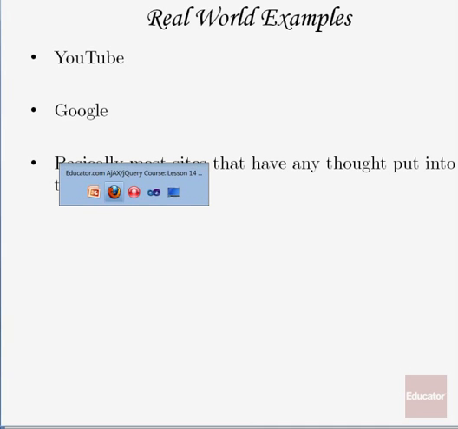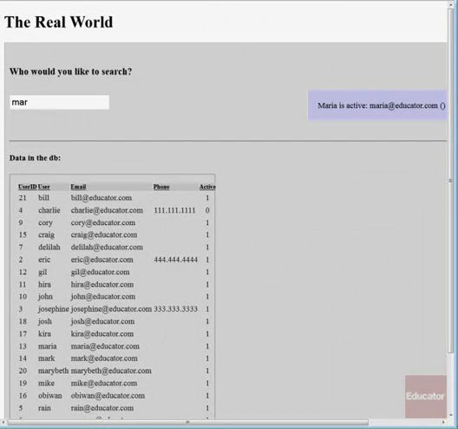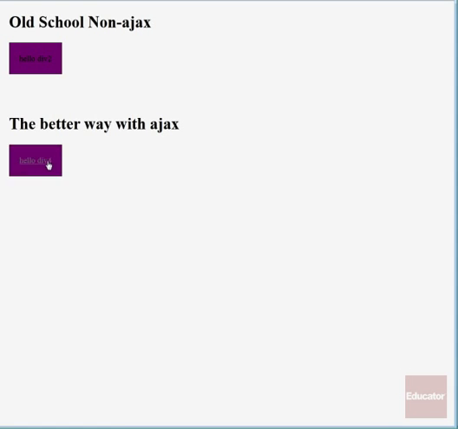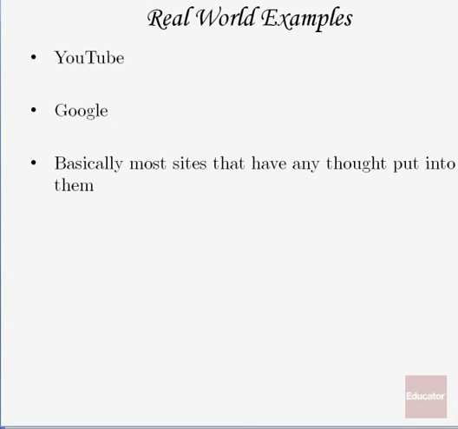Here's an example, by the way, of old school non-Ajax and the better way with Ajax. If I press this button, watch up here in the URL line. I'm actually hitting back the URL. It means I'm reloading the whole page. As opposed to here, I am not reloading the page. It's just doing this one area. Okay?